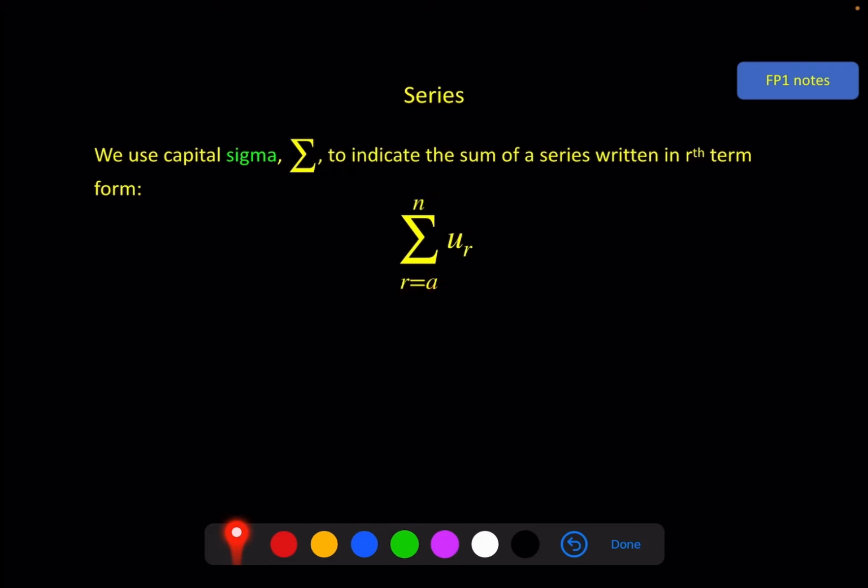And n here, instead of being the nth term, we've got the rth term, so the n indicates the final term, where to stop your sum. So if this is r equals 1, and then this number here is 5, it's telling you to start with the first term and finish with the fifth term, so you would be summing the first 5 terms of whatever this sequence was. So this is the general form.